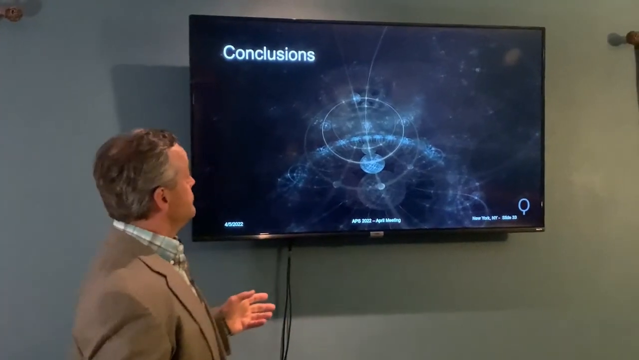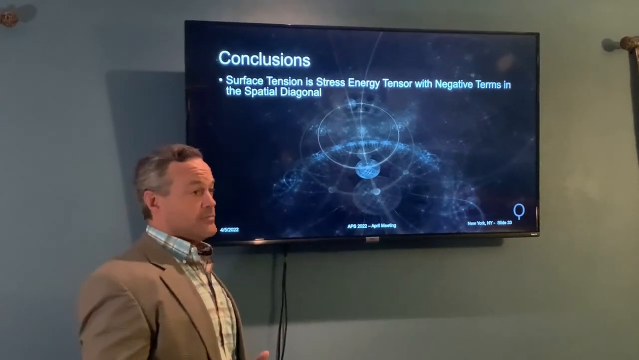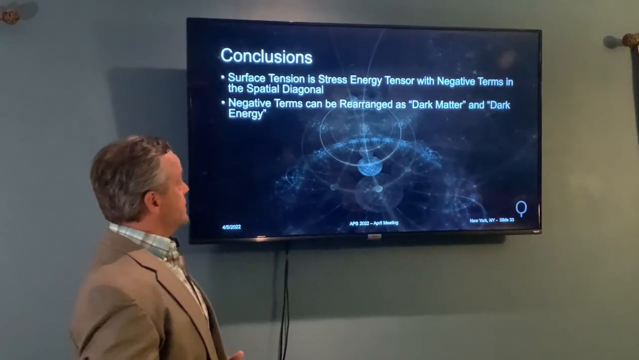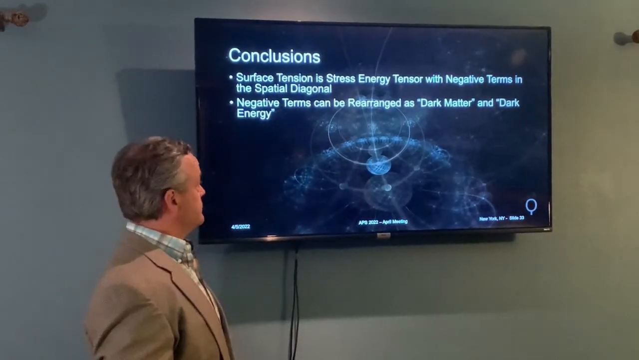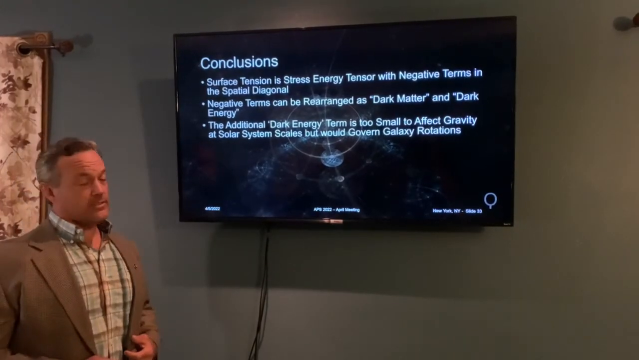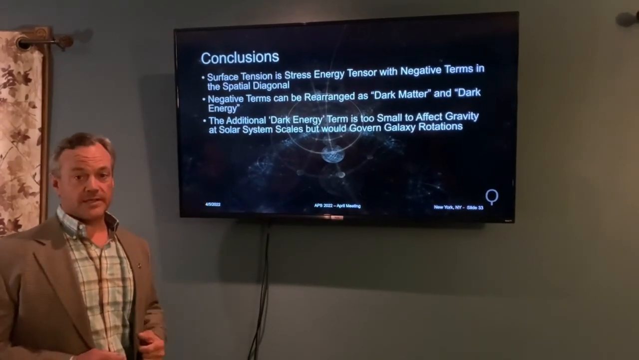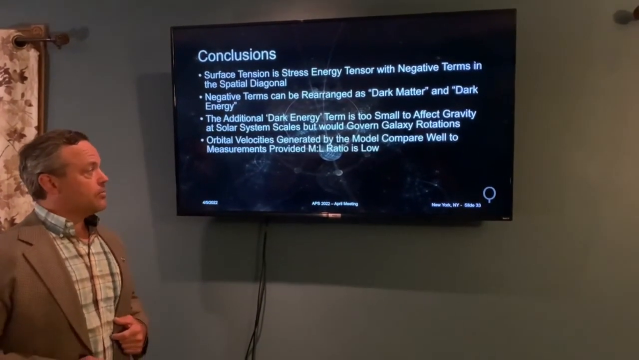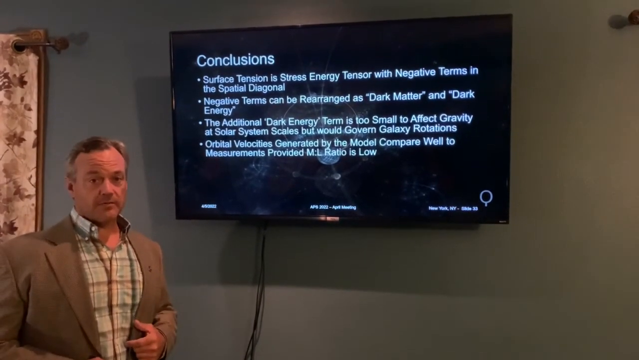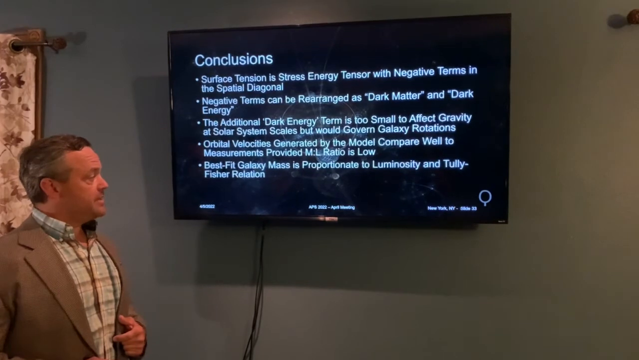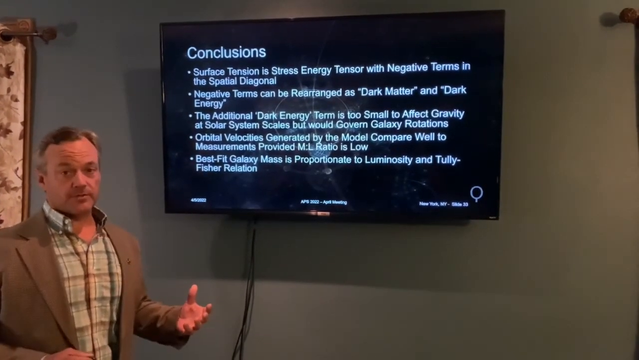In conclusion, surface tension is just stress energy tensor with negative terms in the spatial diagonal. The negative terms can be rearranged to look like dark matter and dark energy. The additional dark energy term is too small to affect solar systems, but would govern galaxy rotation curves. Orbital velocities generated by the model compare well with measurements provided mass to light ratios are low. And best fit, galaxy mass is proportionate to luminosity and the Tully-Fisher relation.